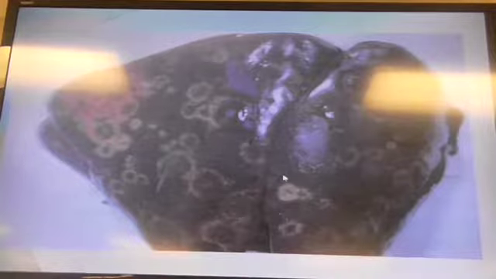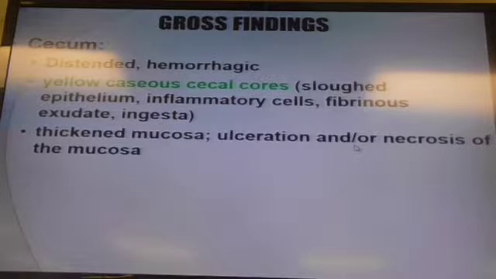Very classic picture. This is definitely one that will be on your exam, with at least the liver lesions. And I don't know why this is so blurry. Let's not worry about that. Also in the cecum, they have cecal cores, as we said. They're yellow caseous necrotic material that's sloughed into the lumen. And they look exactly like what you see with coccidiosis.